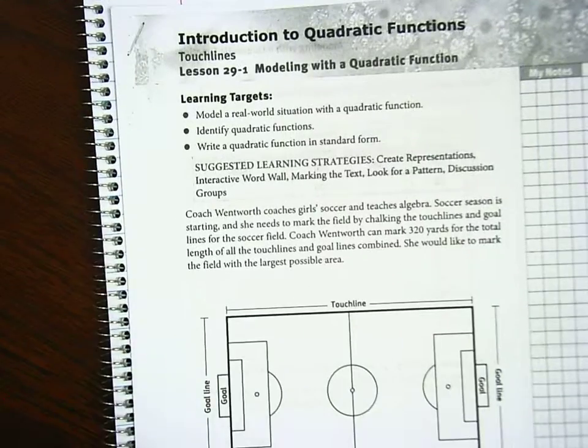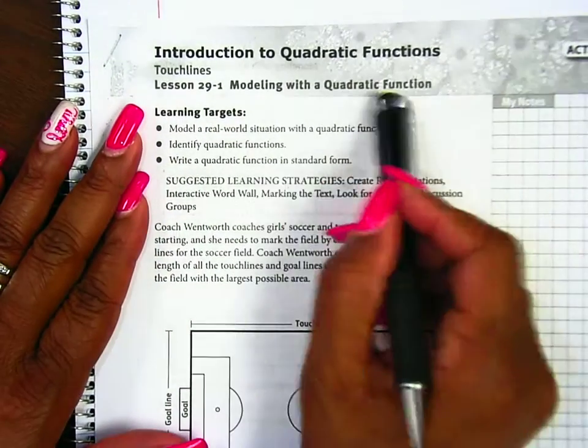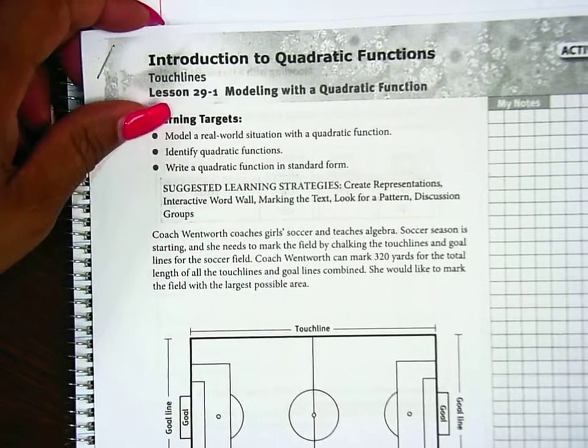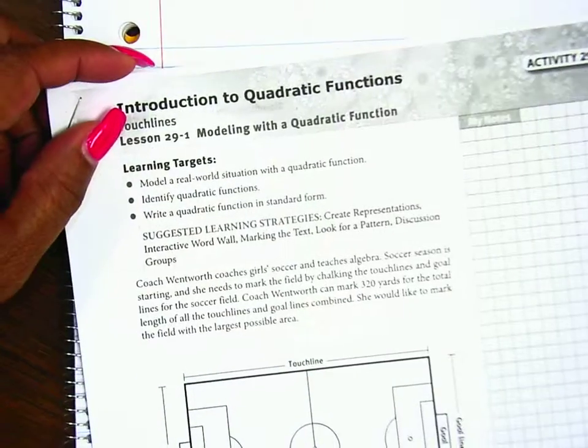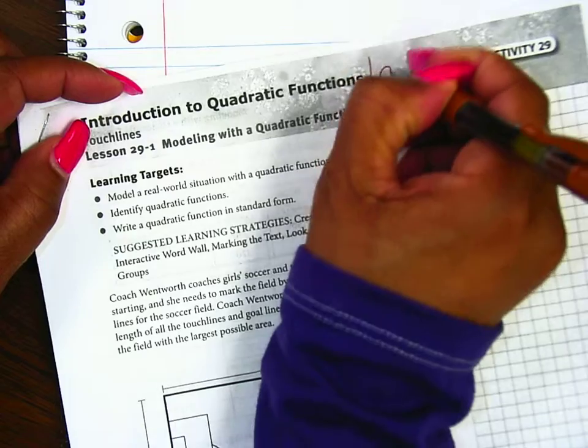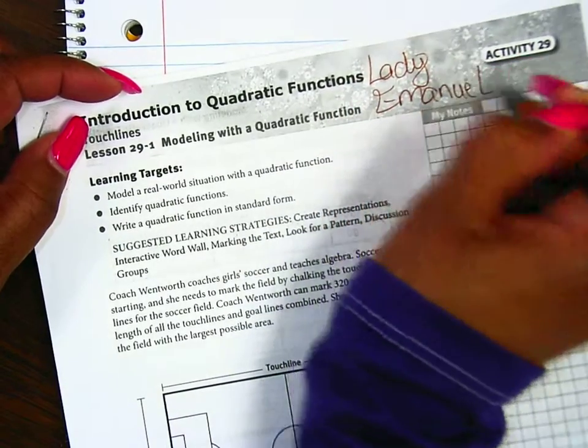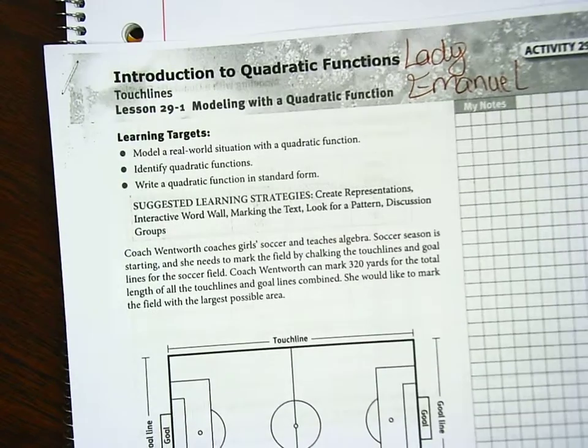Here we go. This lesson is about modeling with quadratic function. And let me go ahead and write down my lovely name. Sometimes I put Lady Emmanuel, sometimes energetic Emmanuel, Queen Emmanuel.